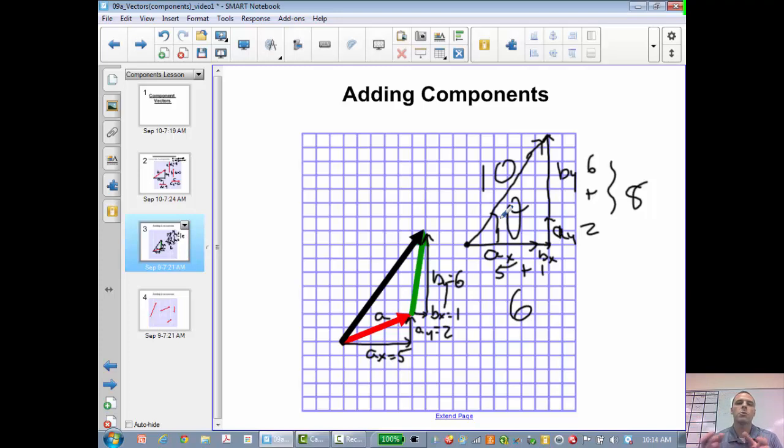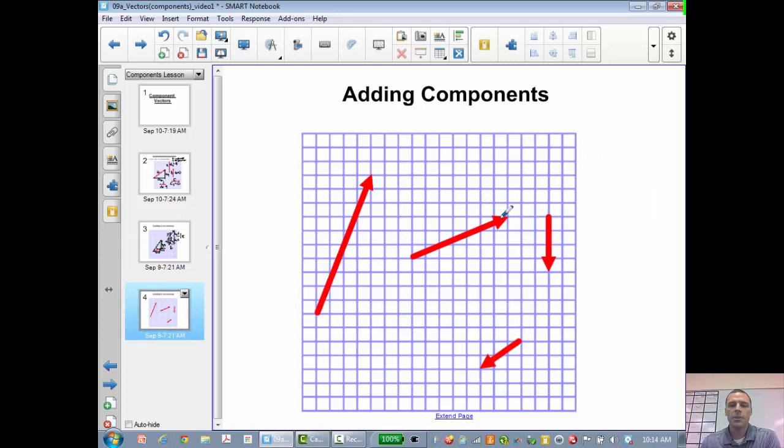It takes a little bit more work at the start, but in the end it's much easier because you're only working with right triangles. So I hope that helps a little bit as a brief introduction to component vectors, and I'll have another video on solving some more difficult mathematical problems with components, so you can look for that.